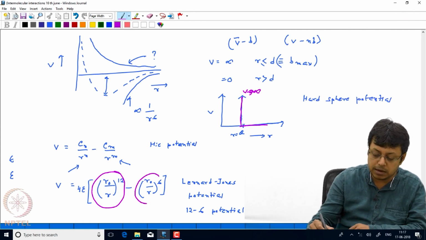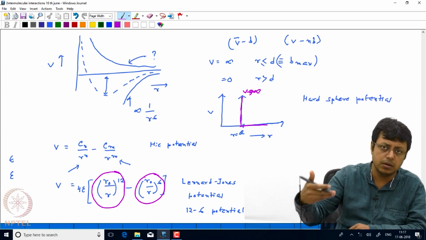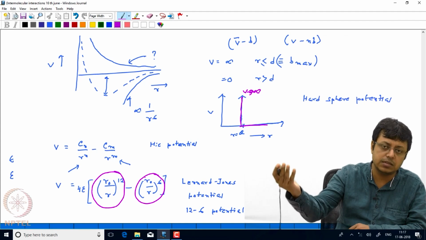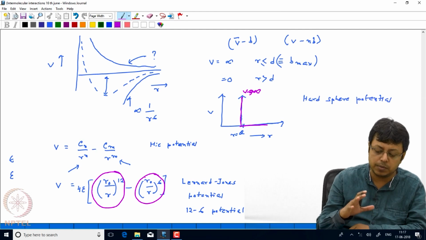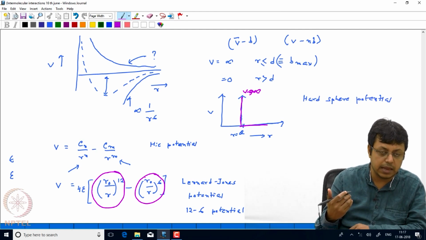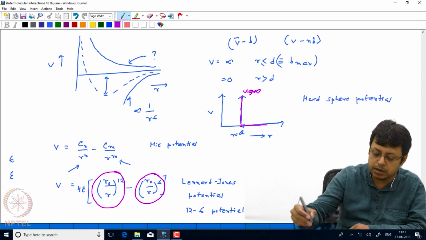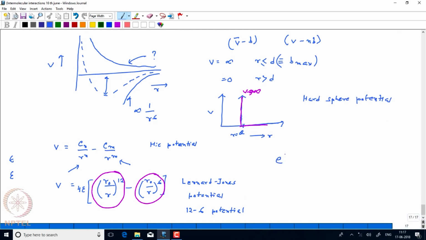The r to the power 6 part is kind of logical because we have already seen that dipole-dipole interaction, dipole-induced dipole, or induced dipole interactions actually go as 1 over r to the power 6. But in this case, the r to the power 12 term is very much empirical. So, a more realistic potential is something like an exponential potential for the repulsion part, meaning for the repulsion part we can think that this will be something like e to the power minus r by r0, and minus r0 by r to the power 6. The attractive part we are keeping the same.